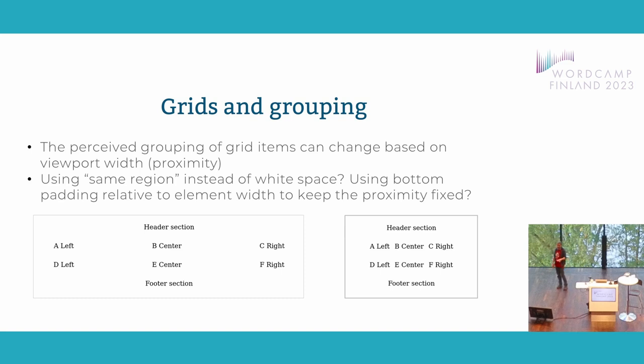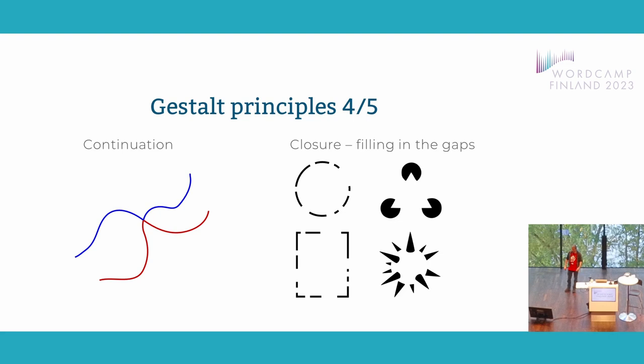Then we have different kinds of grids and groupings. We can resize the screen and have the same CSS grid showing items that are grouped differently depending on the size of the screen. So this is also where we can apply these principles. Then we have the principle of continuation, where instead of following the color, we follow where we expect the line to continue. Then there is closure and filling, so instead of just three sectors, we can see the triangle in the middle and complete the shape.